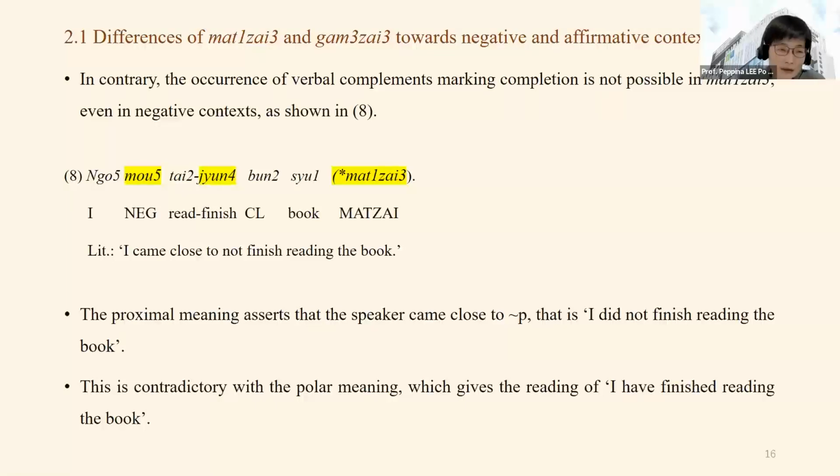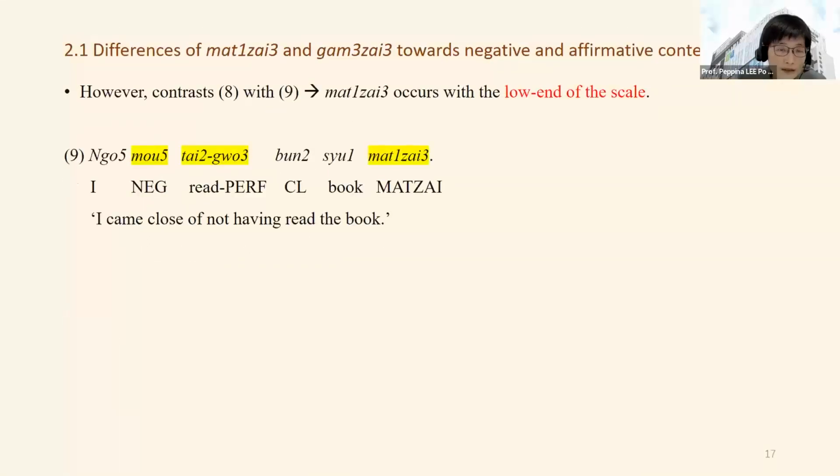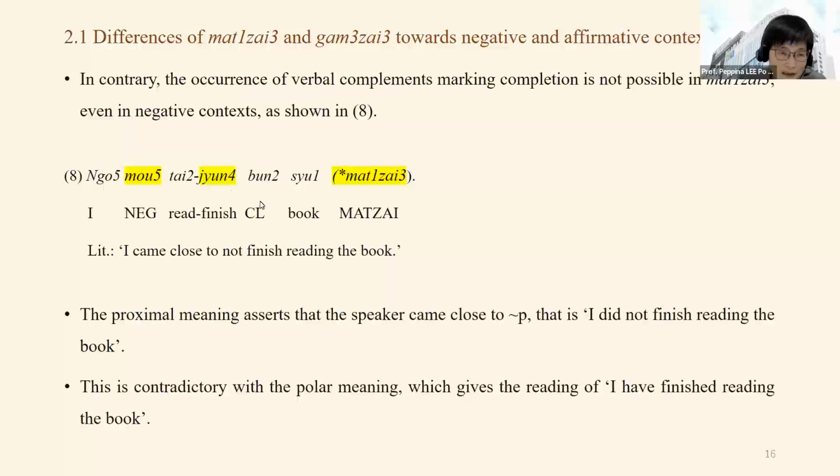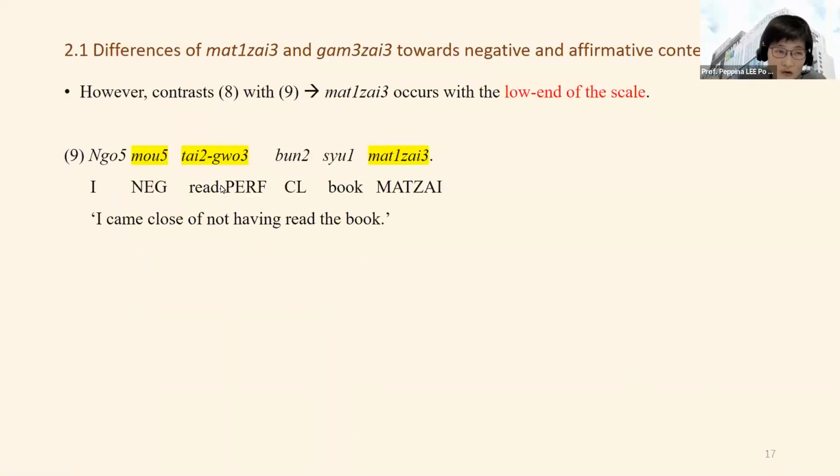However, we put aside the account of the unacceptability of 8 first. What we want to show you is the data. For sentence 9, if you look at what's going on, it's interesting. 我冇睇過本書乜滯. For sentence 8, negative, and then the point is the completion point, the top of the scale. For 9, it is not the top of the scale. Rather, it is the bottom of the scale. I came close to not having read the book. It seems that 乜滯 indeed can go with this kind of sentence if what you provide is the bottom, the low end of the scale, but not the top end.